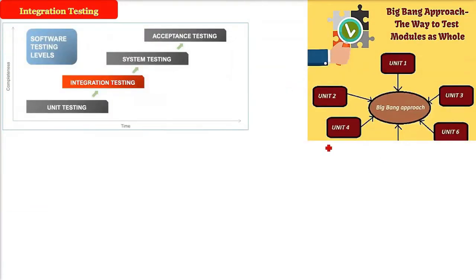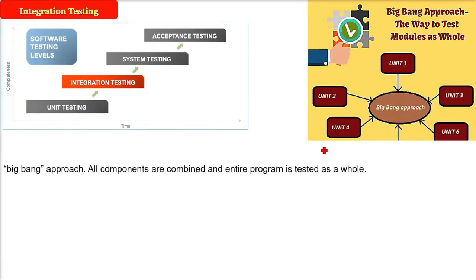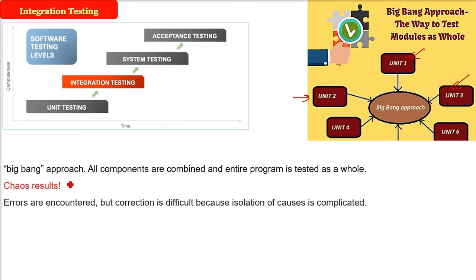In integration testing, there can be two ways. Most of the time, in the initial era, people would combine all these units or modules or components together, one and another, all combined, and then test them as a whole. The Big Bang approach is the way to test the modules as a whole, not one by one. But there will be chaos. Once you encounter errors, the correction will be very difficult, because isolating the cause of the problem, its location, is not just complicated. It might sometimes be impossible because everything is combined.